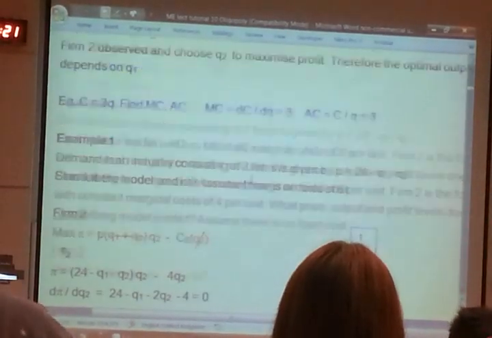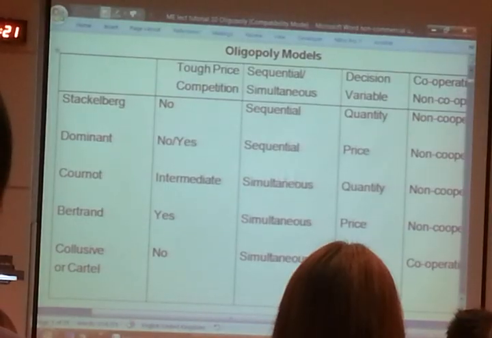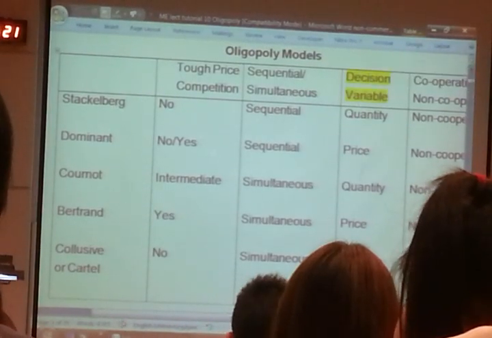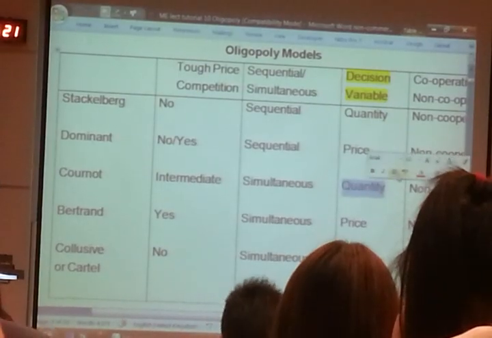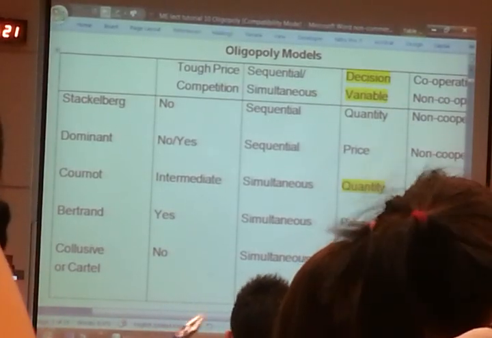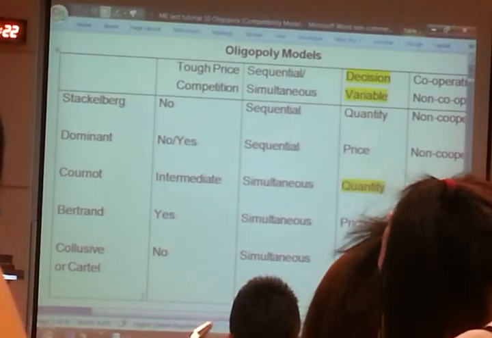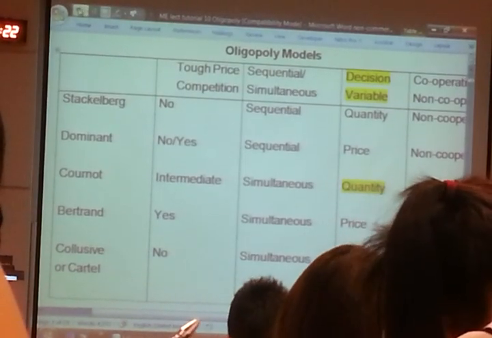Because in a Cournot model, Cournot firms compete on what? Quantity. So each of them will decide how much to produce to maximize the income.